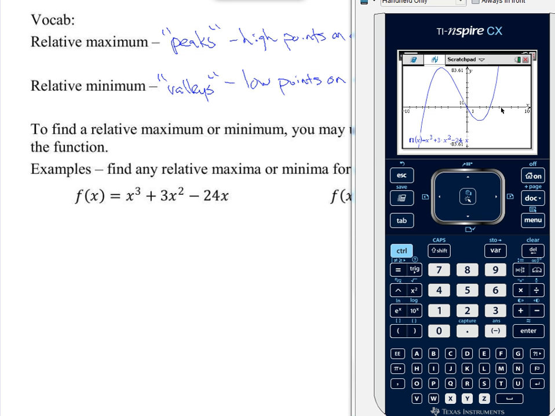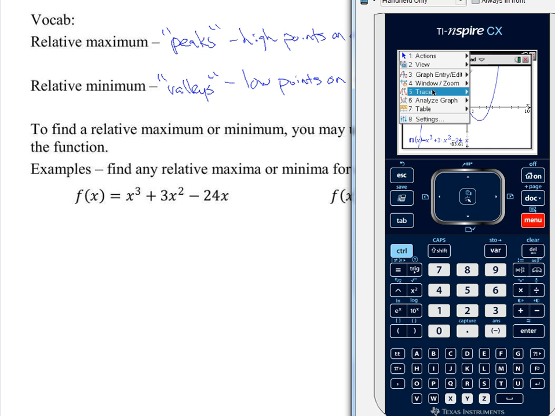Anyway, we need to find any relative maxima or minima. So that's going to be peaks, there's one right there, and valleys, there's one right there. So to find that peak, that maximum value, I need menu, analyze, maximum. And lower bound to the left side of that maximum, upper bound to the right side of that maximum, and it gives me that ordered pair right there. So that would be my answer if it was saying, what is the relative maximum? I'd write down -4, 80.